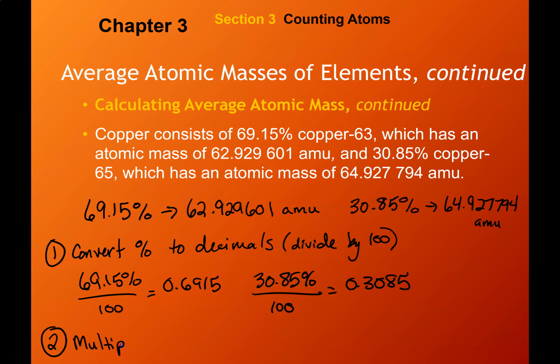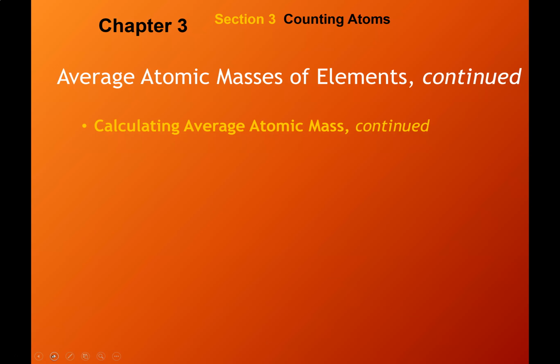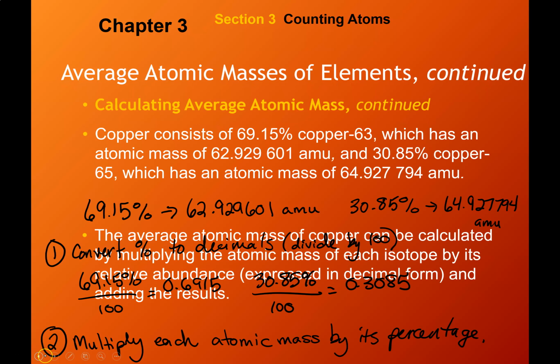The second step, and we're going to do this on the next slide, is to multiply each atomic mass by its percentage, then add them together. Step 3 is actually to add it all together, but we're going to move on to the next slide to do this. All right, so we're going to take our 0.6915 and 0.3085.